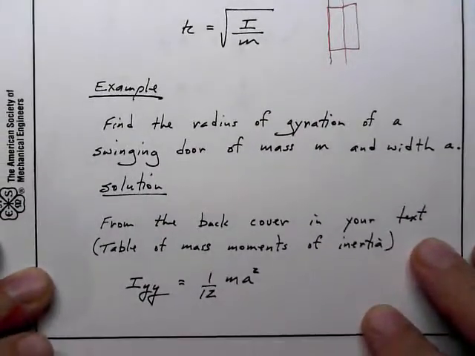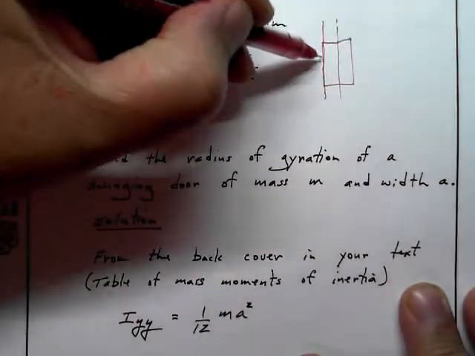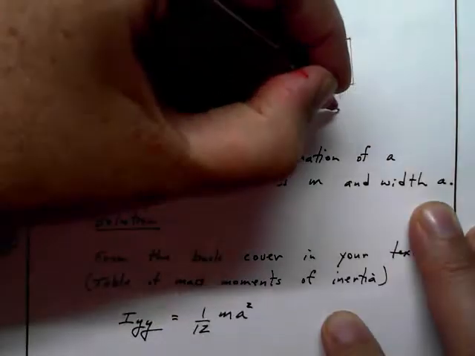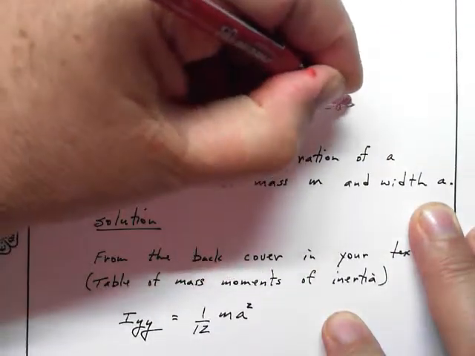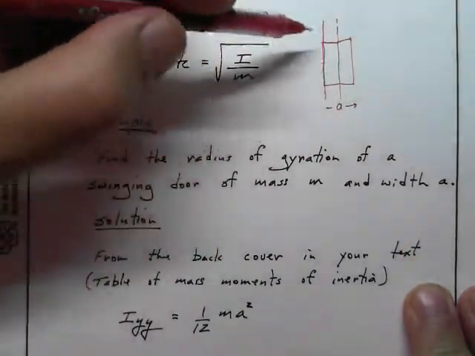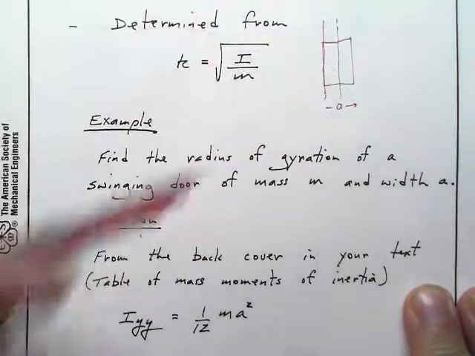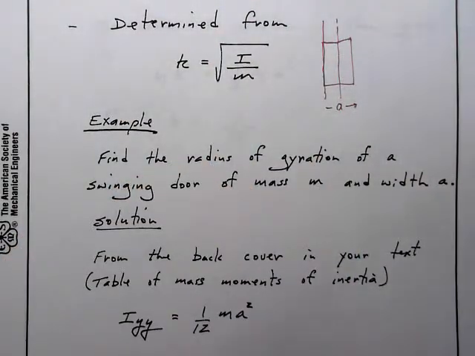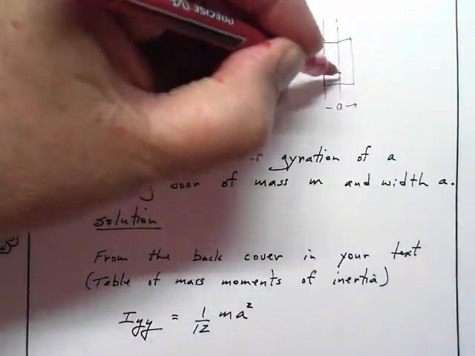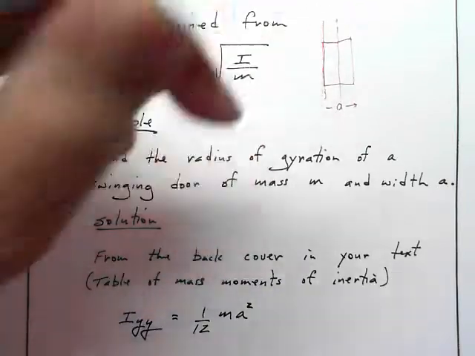What we find out from the back of the textbook is for a rectangular plate of mass m, the moment of inertia about the center of gravity is 1/12 m times a squared, and we said that the door has a width of a, so this is quantity a. It turns out that for moments of inertia about these axes, it doesn't really matter how tall the door is. What matters is the distance a. Now the question is, we have the moment of inertia about this axis. What's the moment of inertia about this axis?